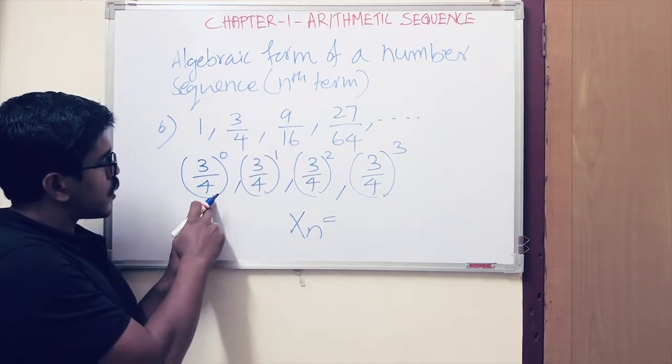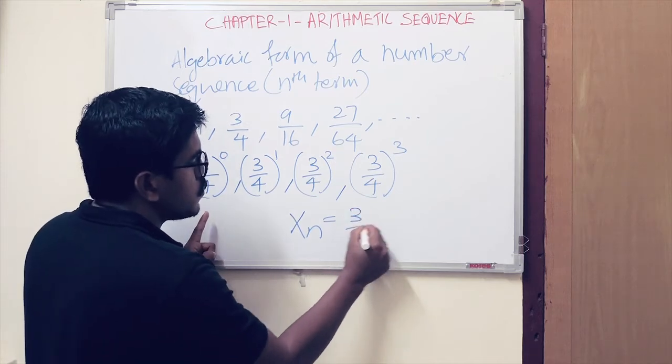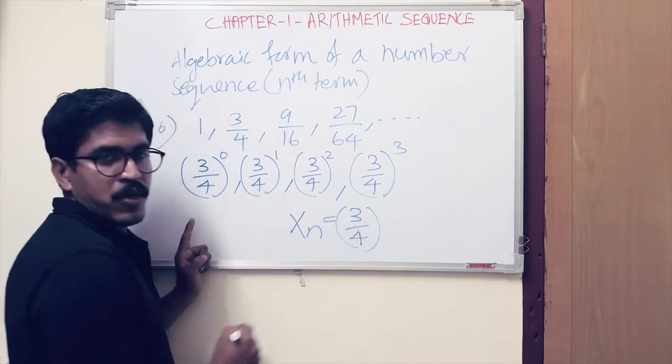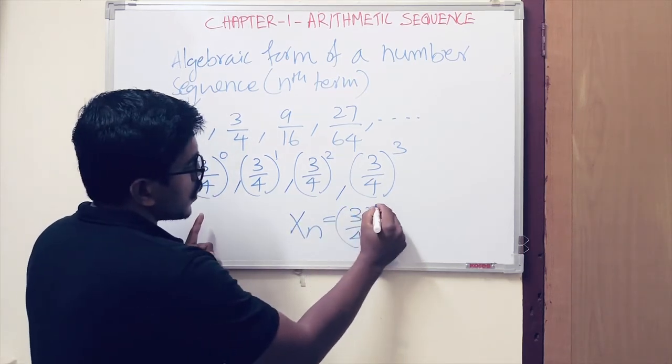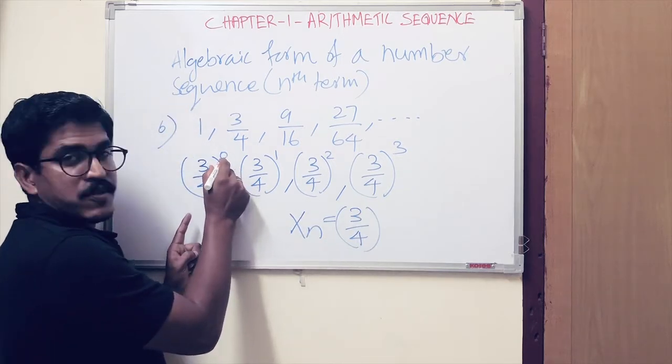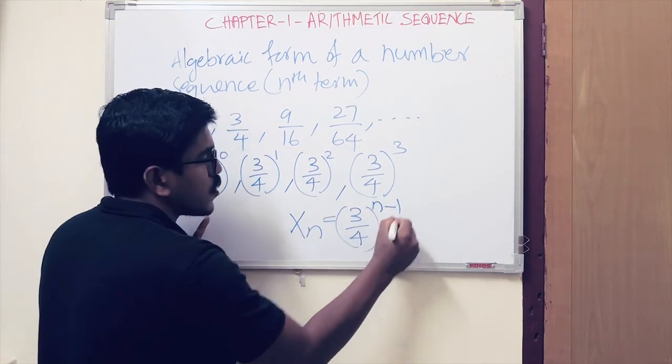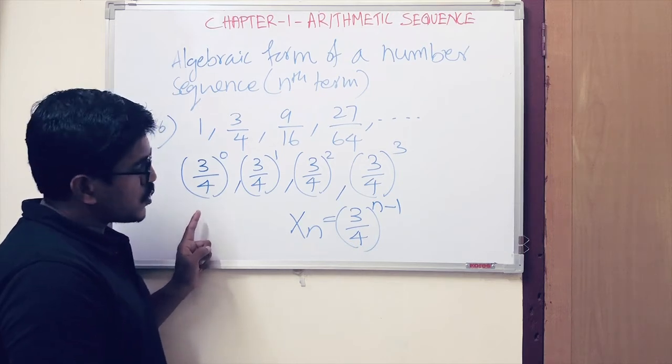Here you can see 3 by 4 is common in all the terms. So 3 by 4 whole raised to the power. Here you can see the power is starting with 0, so n minus 1 we need to write. We can check it right now.